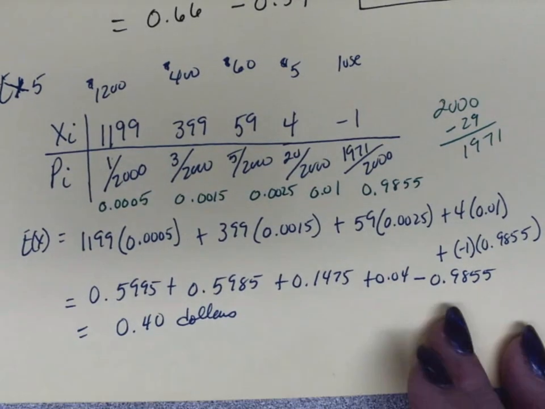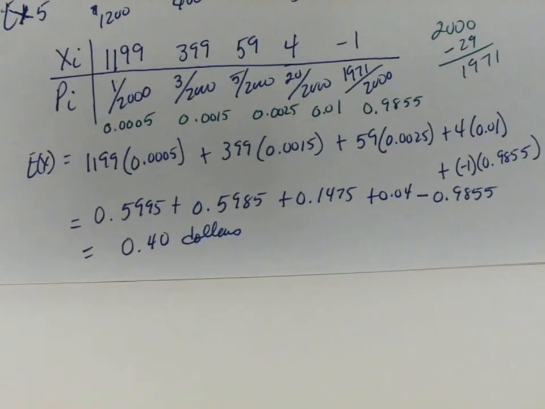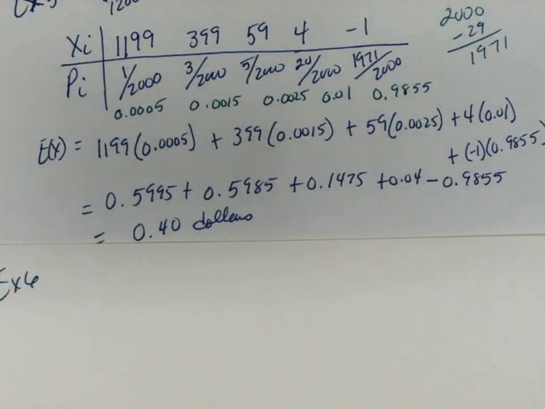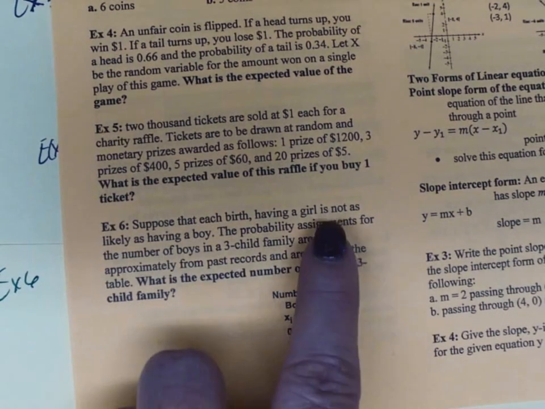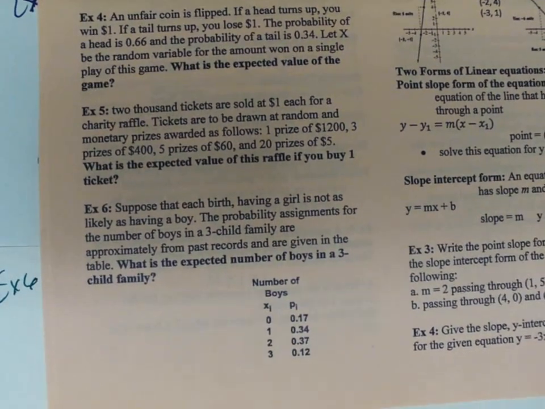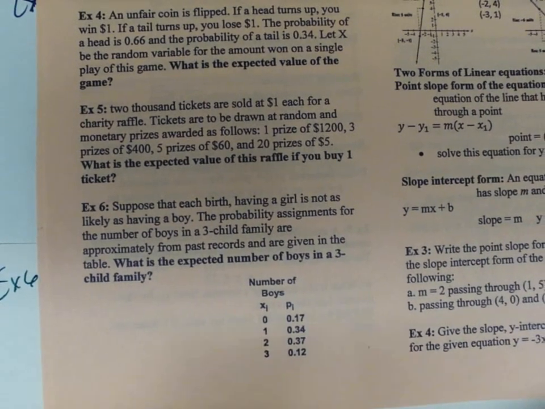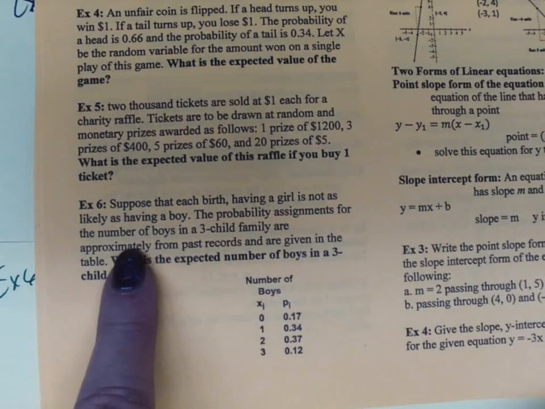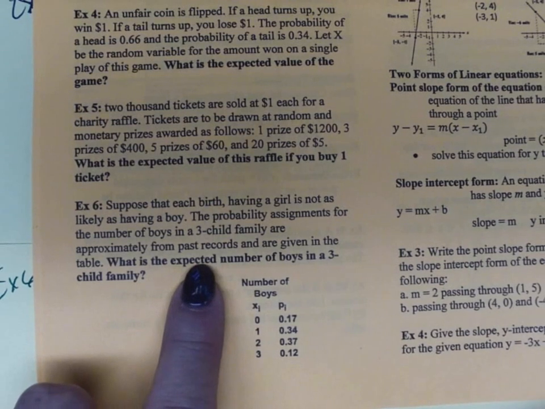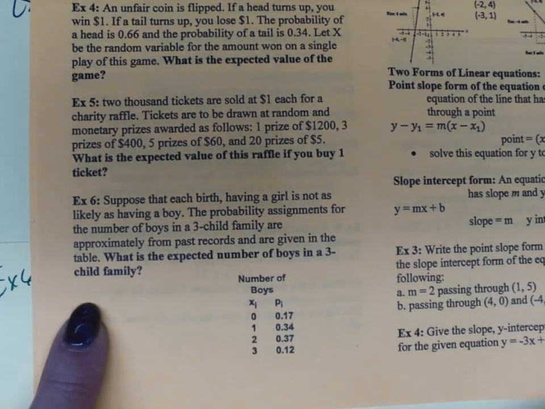All right, let's go to our next example, example number 6. Suppose that each birth having a girl is not as likely as having a boy. Usually we look at having boys and girls as a 50-50 chance, just like flipping a coin, heads or tails. The probability assignments for the number of boys in a 3-child family are approximately, from past records, given in the table. What is the expected number of boys in a 3-child family?